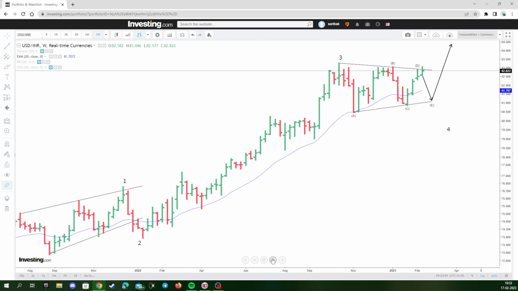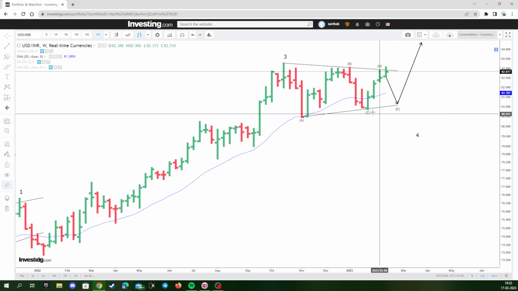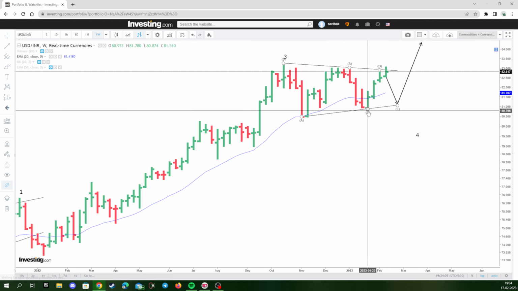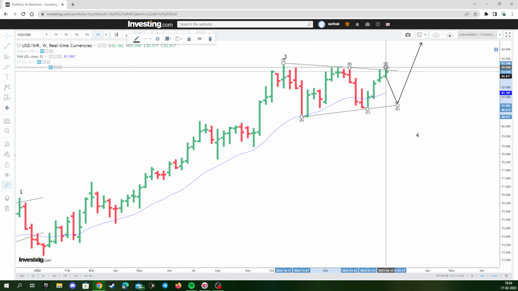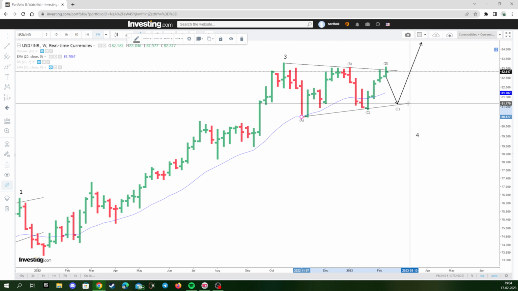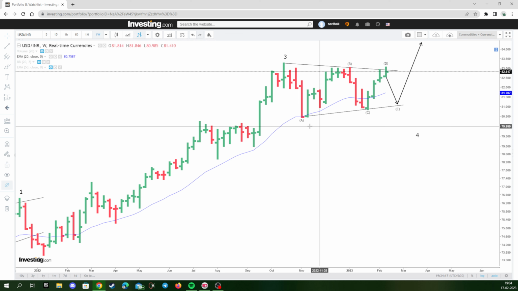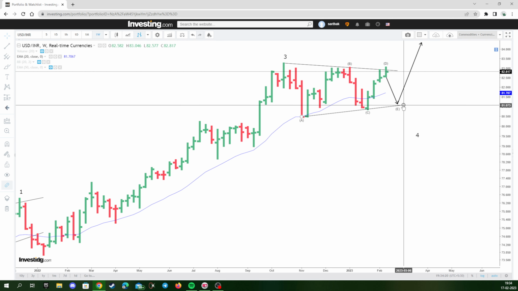So the first possibility would be to anticipate that the wave 4 could turn out into some sort of a, right now looking at the price action, it looks like it might turn into some sort of contracting triangle, wherein we have marked this wave A, wave B, wave C, wave D, and a possible wave E, which would take the currency pair towards the support trend line, which comes around 81 levels. So this doesn't mean that shorting the currency pair becomes a viable option. This is just a possibility that we have to keep in the back of our minds.